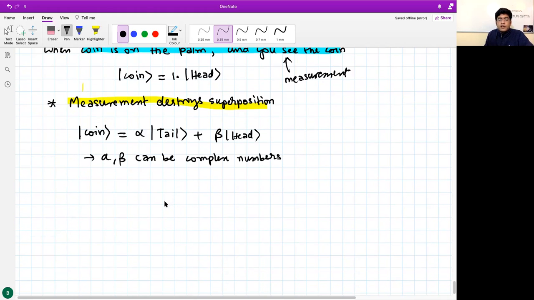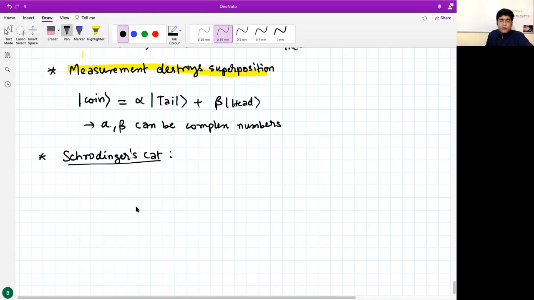Now let's take a very famous example, which we as students were very fascinated by whenever we heard about it: Schrodinger's cat. This is one of the various situations which can be used to describe Schrodinger's cat. Okay, so let's see if I can get a cat drawn.